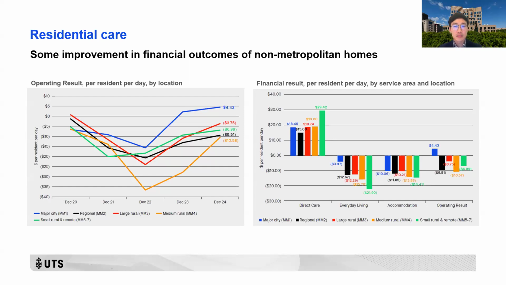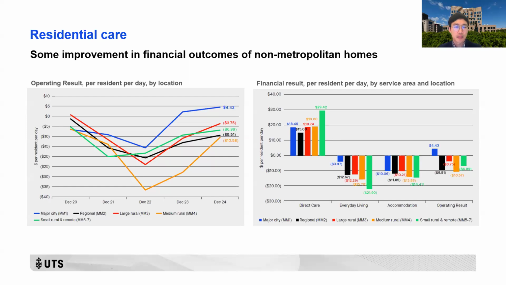The homes in medium and rural areas have increased the most, and this reflects the benefit of the more granular base care tariff structure introduced in October 2024. But there is still a substantial variation across the regions. So we can see only homes located in major cities reported a positive operating result of $4 in 2024, while all other regions reported an operating deficit.